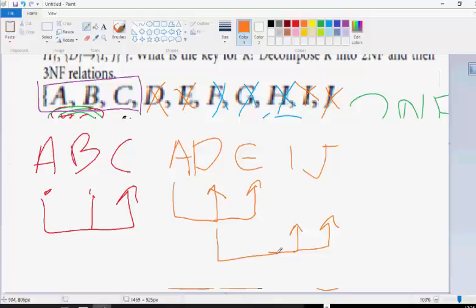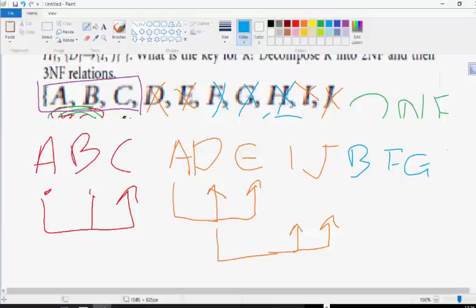All right. And what about the last one? What columns do I have there? B, F, G, and H. And for that one, B went to where? F and F. Okay, so this is my second normal form, and I want to go to third normal form.